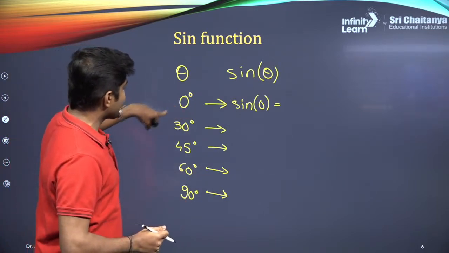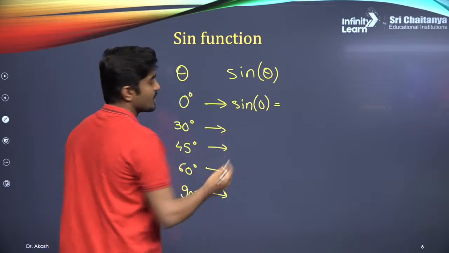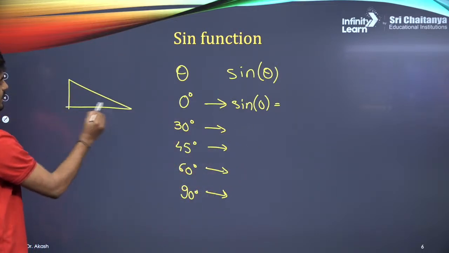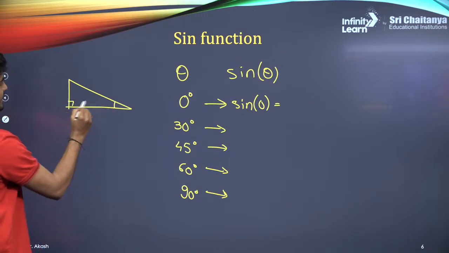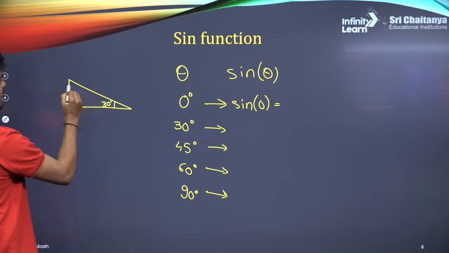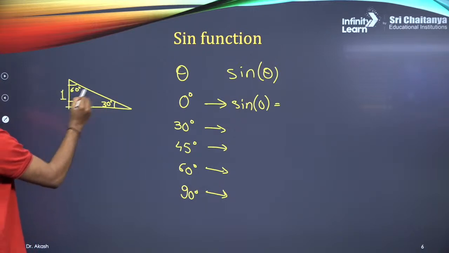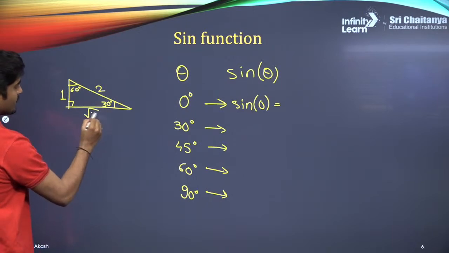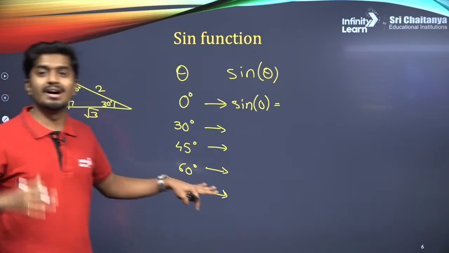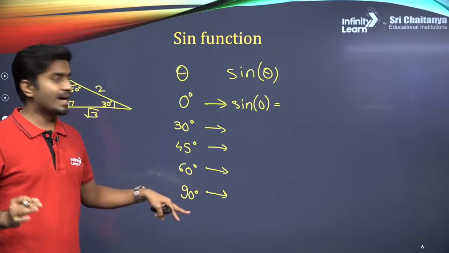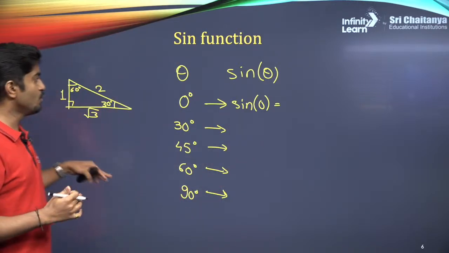Okay, so now what is sine 30? How do you find out the values for 30 degrees and 45 degrees? Remember this triangle, with angles 90, 30 and 60 degrees. The side opposite the 30 is 1, the hypotenuse is 2, and the other side is root 3. You will learn trigonometry in detail in maths, but this table that I am writing right now is required, so you need to memorize it.